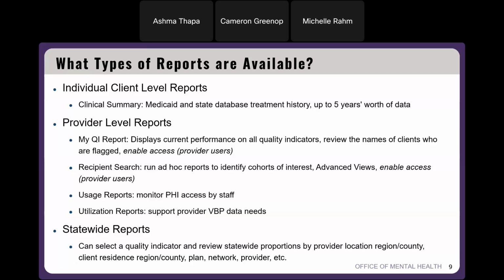So through statewide reports, you can look up a quality indicator and review statewide proportions by provider location, region and county, client residence, region and county, plan, network, and provider. And these are at the aggregate level as well.